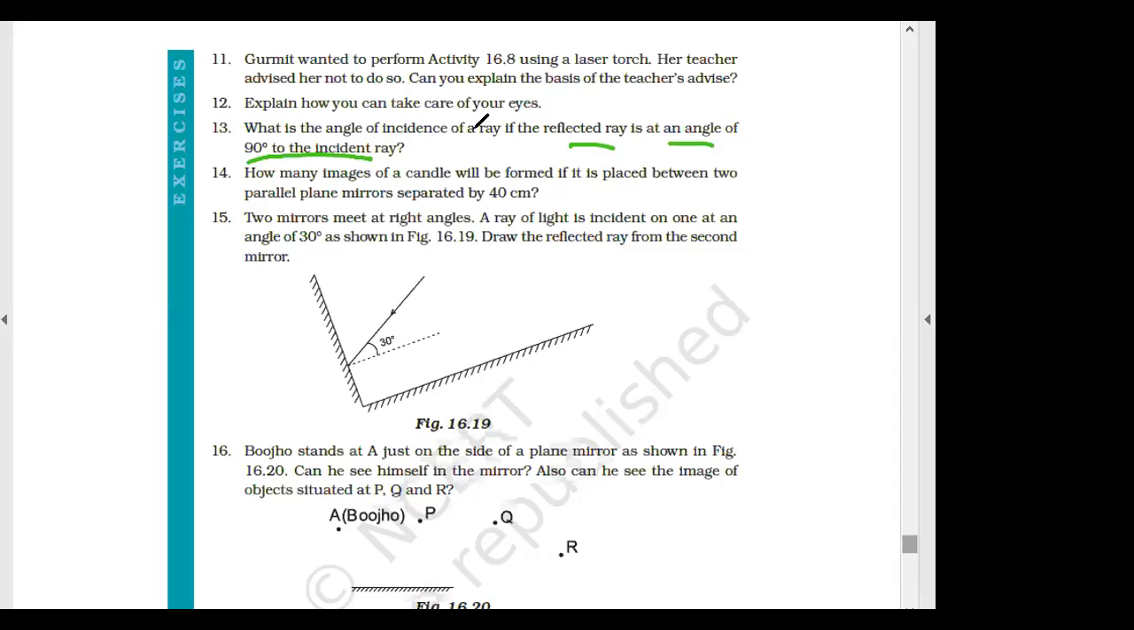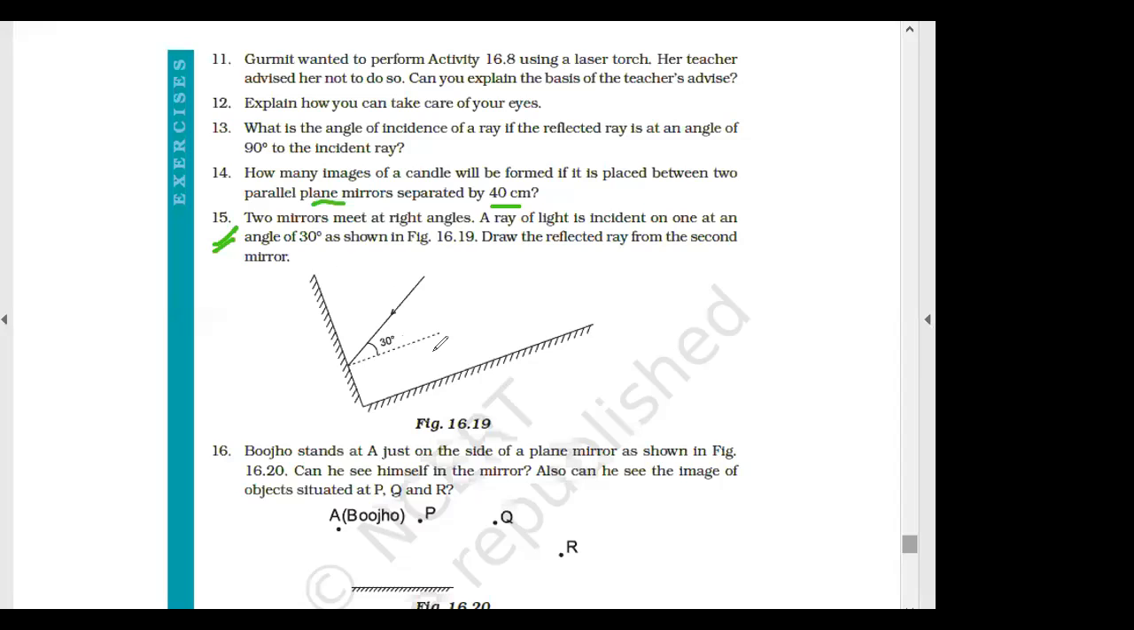Okay, yes, very good. Now, 14th one. 14th was easy. How many images will be formed if an object is placed between two parallel plane mirrors separated by 40 centimeter? We know this. Infinite. Very good, Rohan. Very good, Samarth. Infinite. Shivansh, very good. Infinite. 15th one.